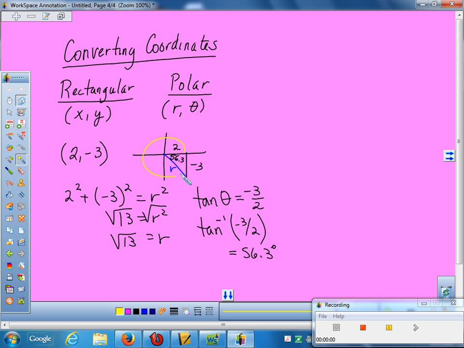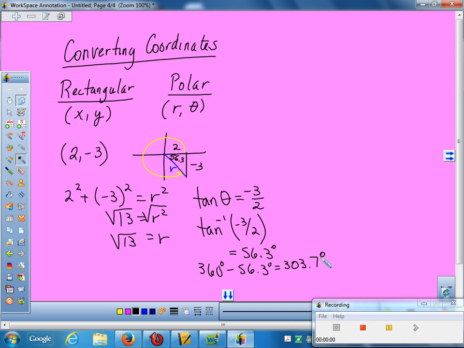Since we're in the fourth quadrant, we're going to go, what's 360 minus 56.3 to get the actual angle, which is going to be 303.7, when you subtract it.